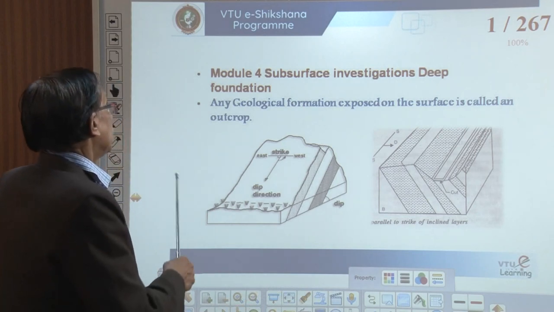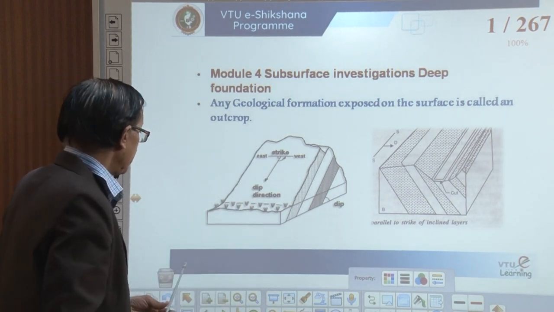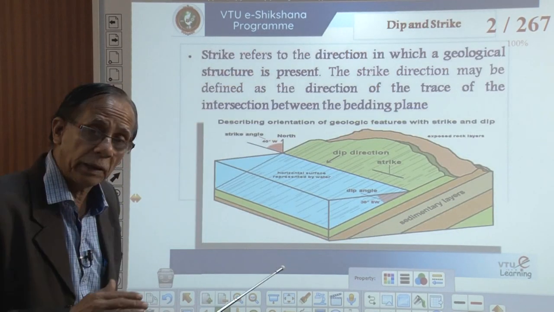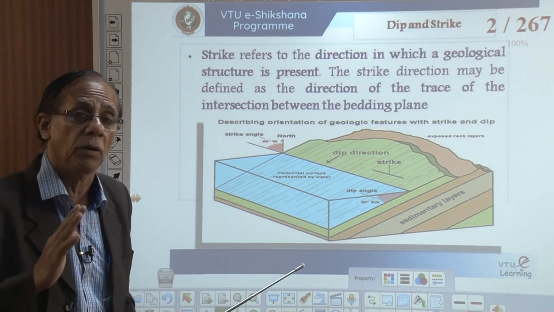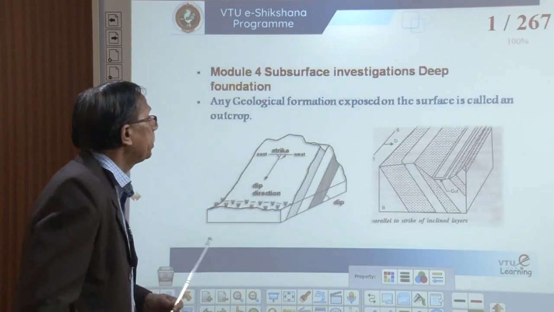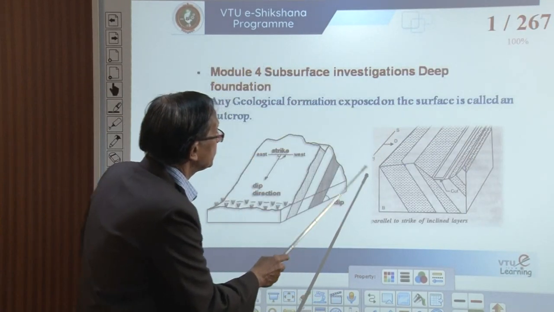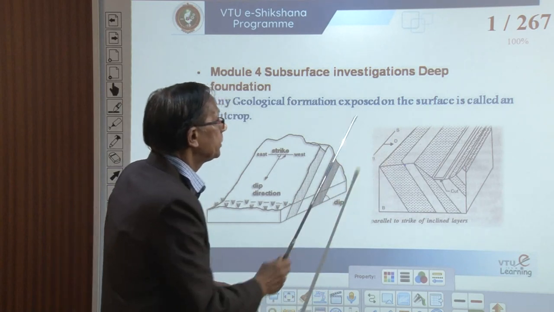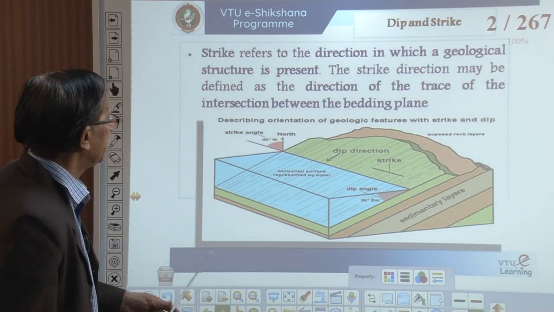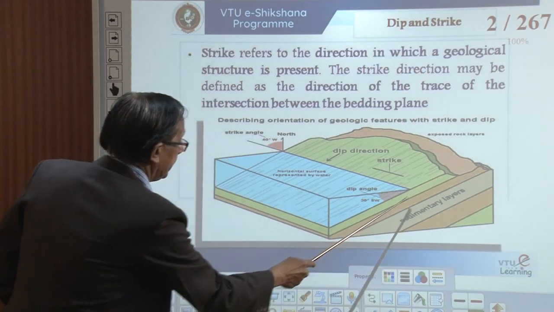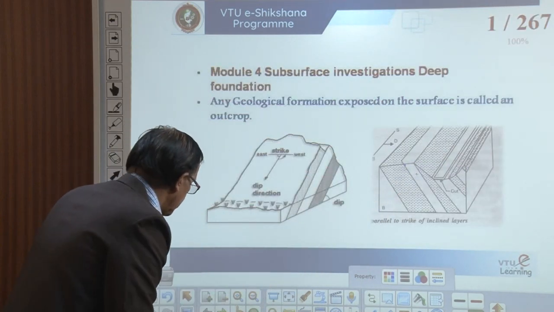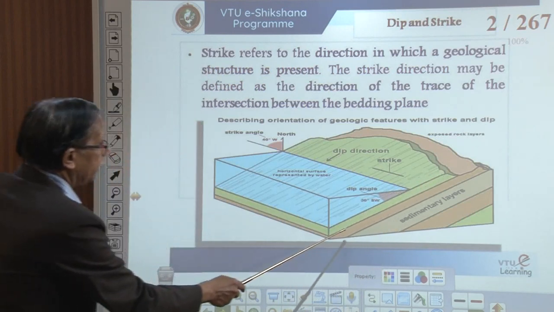So, dip and strike is a fundamental property of the exposed rocks for further detailed investigation. I have said dip and strike. S means strike. What exactly do we mean? D means dip. What is that? We will elaborate quickly. Dip is the inclination of the layer, the same thing which I have shown. These are inclined layers.